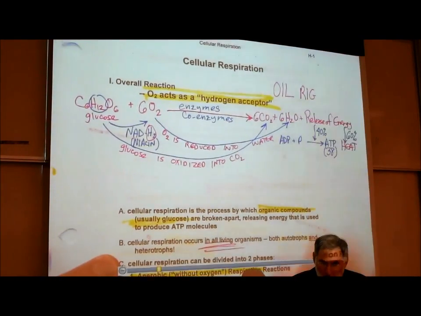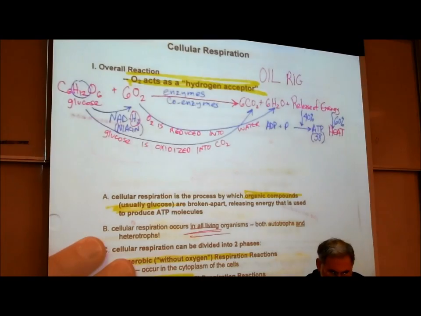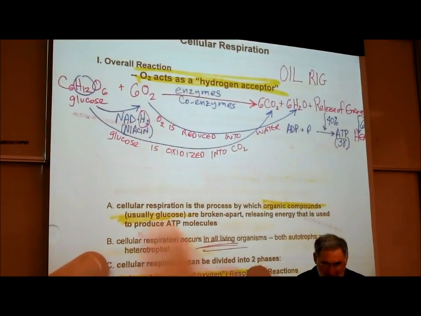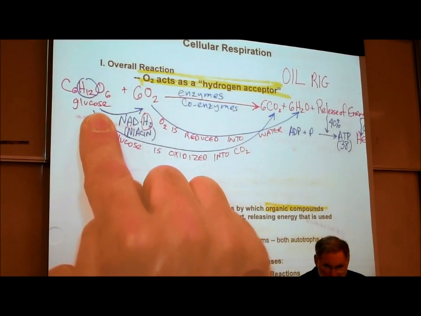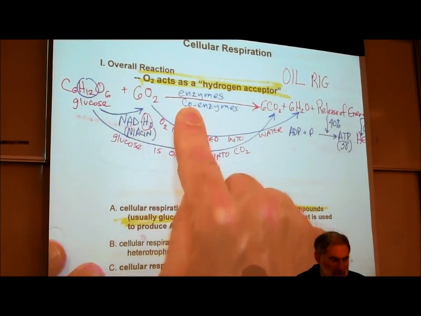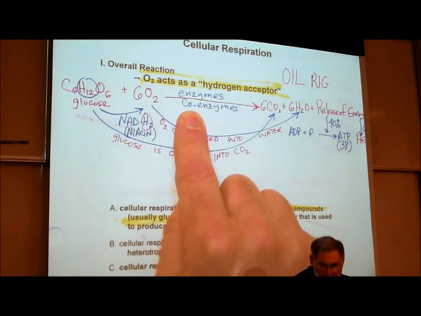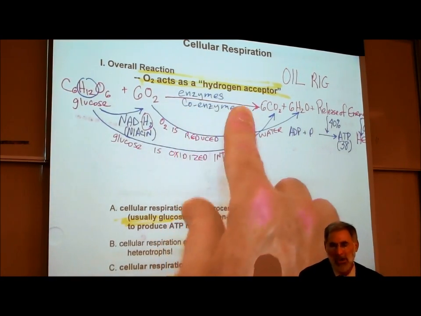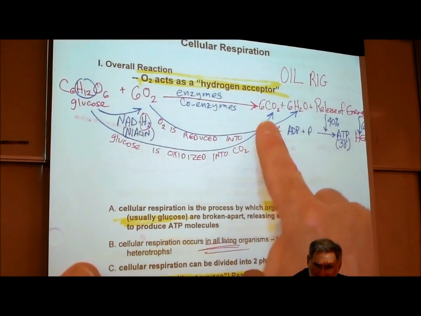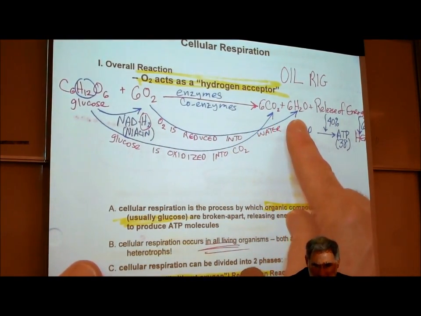So in this overall process, this overall reaction is an oxidation-reduction reaction. We have a glucose molecule. We're going to combine it with oxygen. There are a whole bunch of enzymes and coenzymes. This really is a multi-step process. It's not a single step. And eventually it forms 6 carbon dioxides and 6 waters.